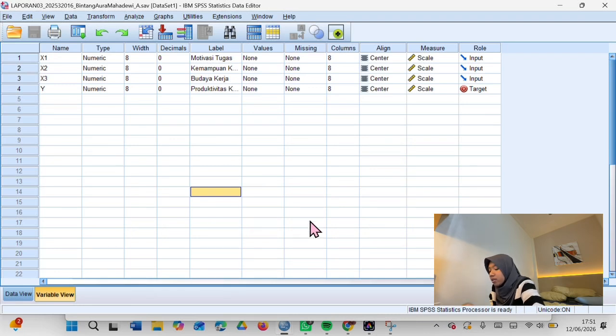Variable view is used to define the characteristics of research variables before entering the data into SPSS. In the study, there are four variables.